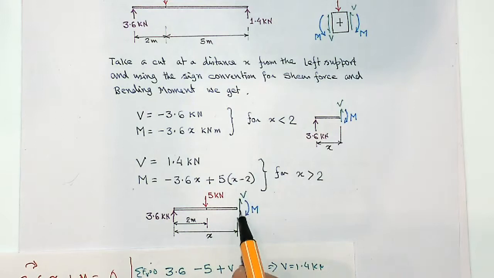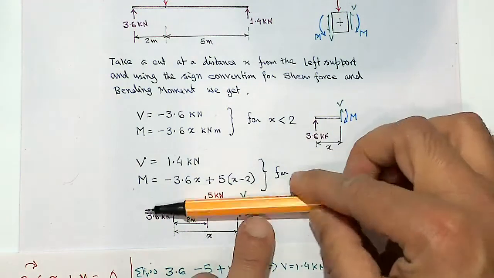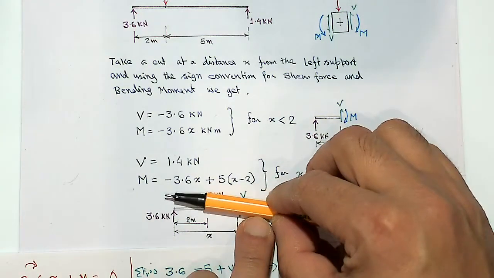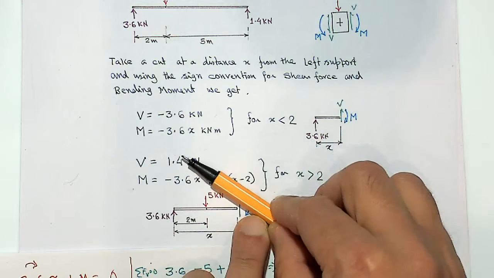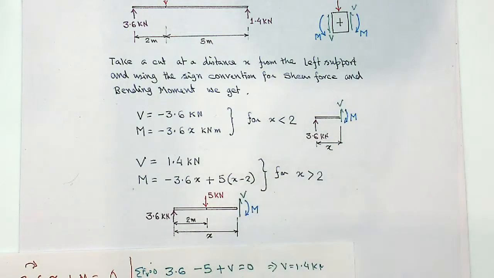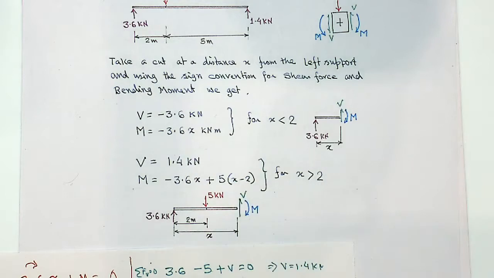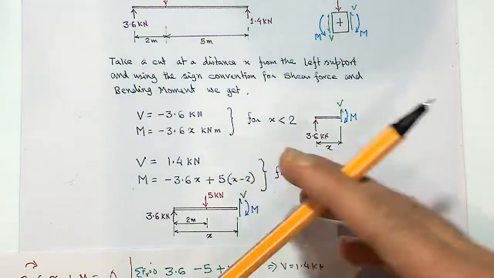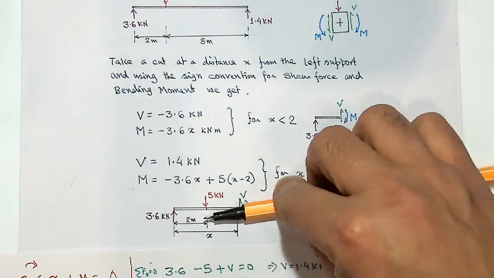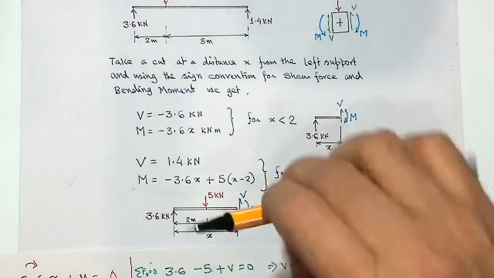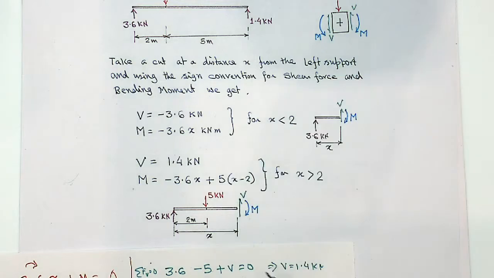If I take moment about this point, I have got moment due to the 3.6 force, and that would be rotating my beam clockwise. So summation of moment about the section 0 would give me 3.6 times x. That will rotate my beam clockwise, so that's positive. What about the 5 kilonewton? The 5 kilonewton force will rotate my beam anti-clockwise.